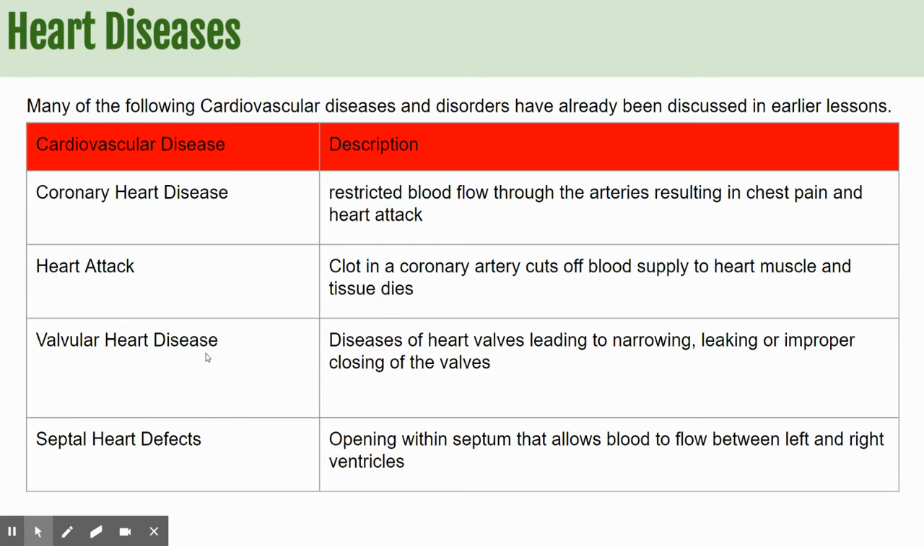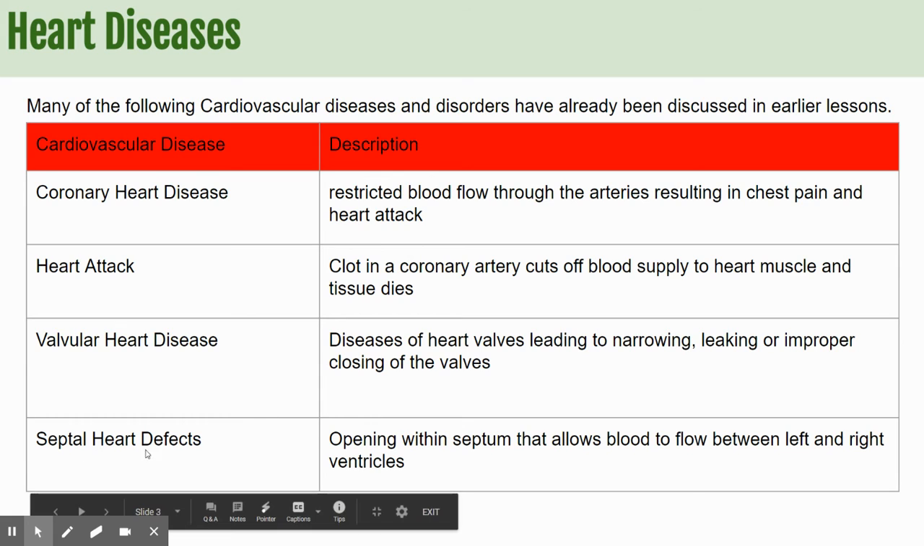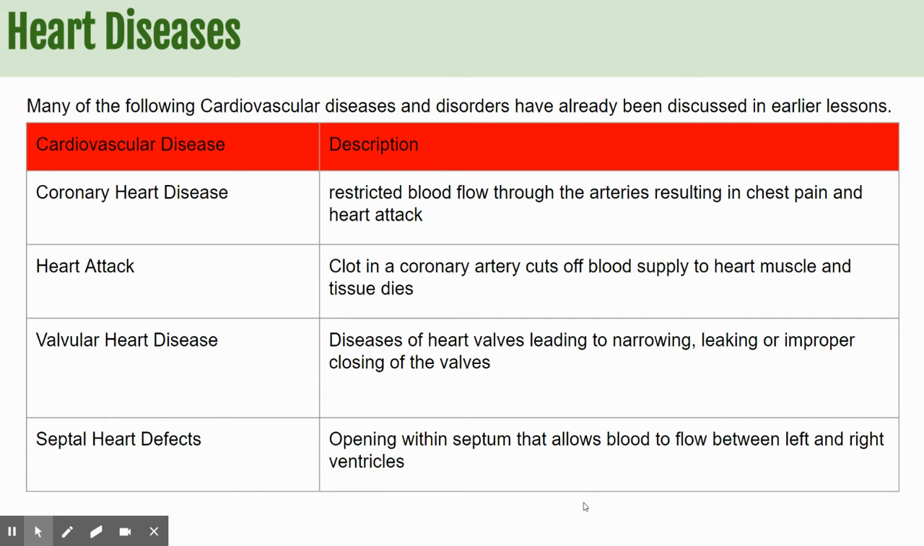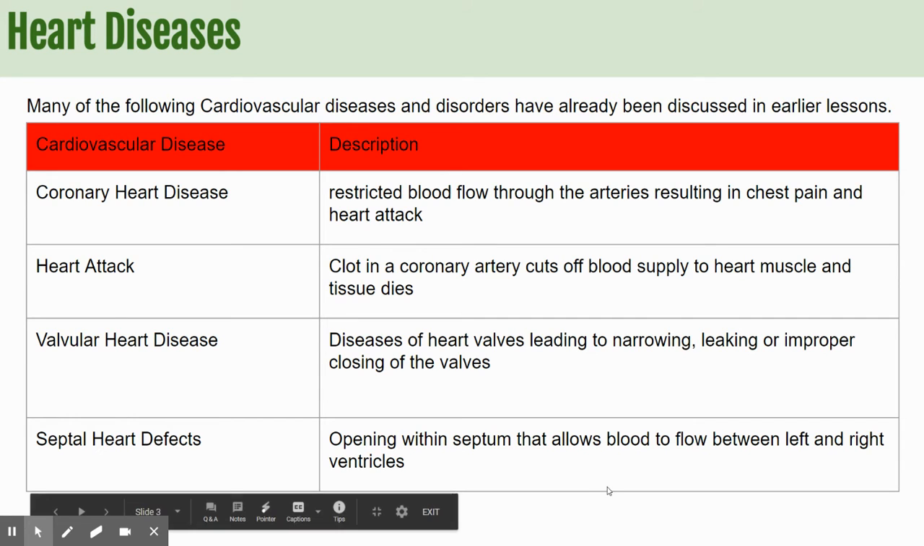There's valvular heart disease, which sounds exactly what it is, the valves. There's diseases in the valves that cause narrowing and leaking and improper closing of those valves, which would reduce your oxygen supply. There's septal heart defects. You can get an opening in the septum that allows flow between the left and right ventricles. Again, you're mixing oxygenated and deoxygenated blood then, so that's not good.